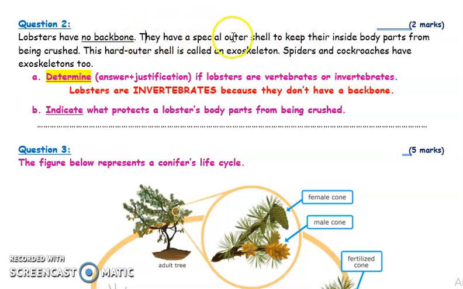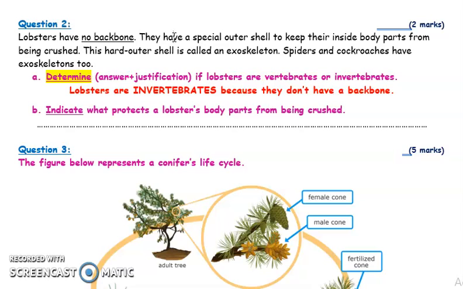They have a special outer shell to keep their inside body parts from being crushed. This hard outer shell is called an exoskeleton. Spiders and cockroaches have exoskeletons too. So what protects a lobster's body from being crushed? Lobsters are animals with an outer shell called exoskeleton. This shell protects the lobsters from being crushed.